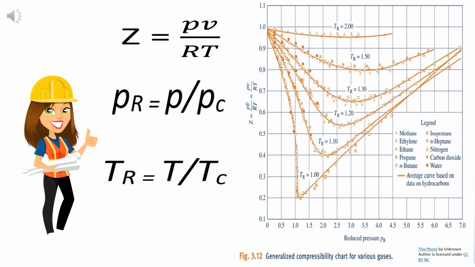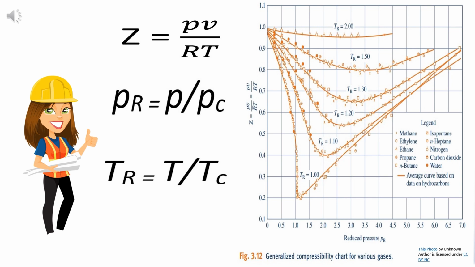Moving on. Depicted here is the generalized gas compressibility chart. It relates the reduced pressure and the gas compressibility factor of different gases. 10 gases are experimented on, and the results are depicted on the chart. Okay, so what is the reduced pressure?